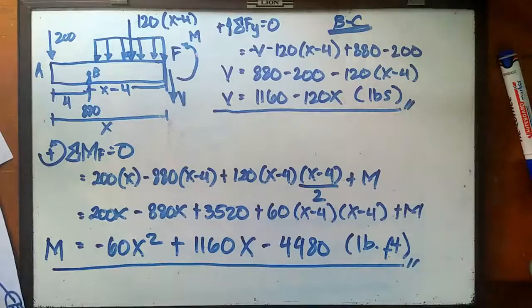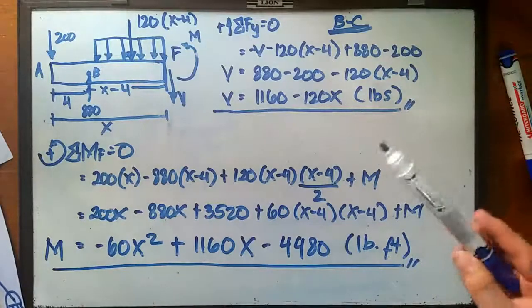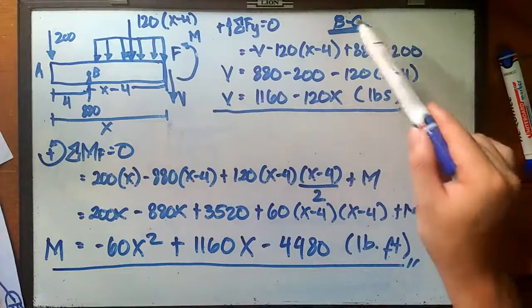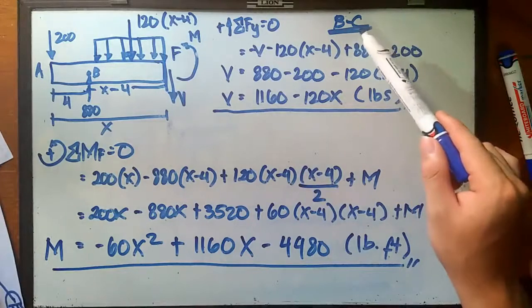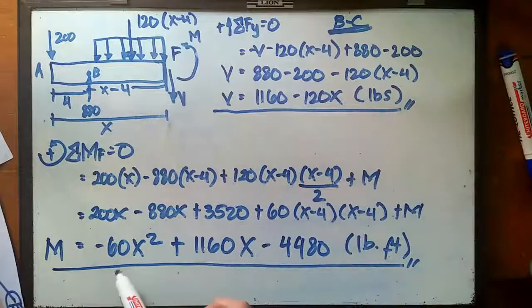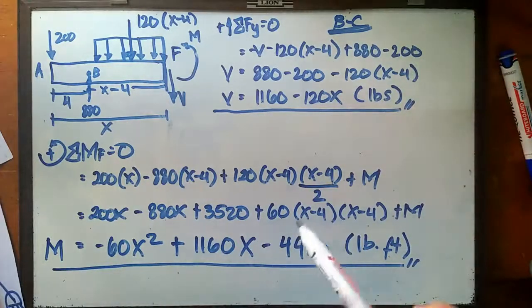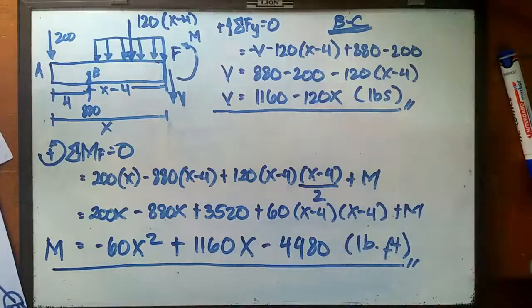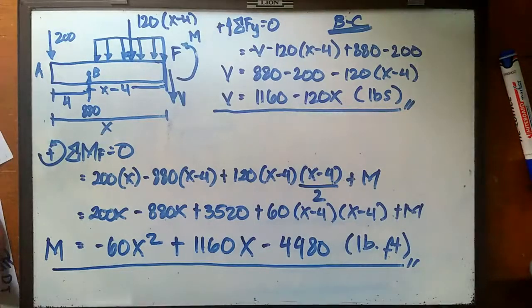So we managed to solve for the shear equation at segment B-C and the bending moment equation for segment B-C. Okay, so this one is really important, so you should never forget about that. And since we managed to look for the formulas for the shear and bending moments in our beam, the next step is to use approximation.